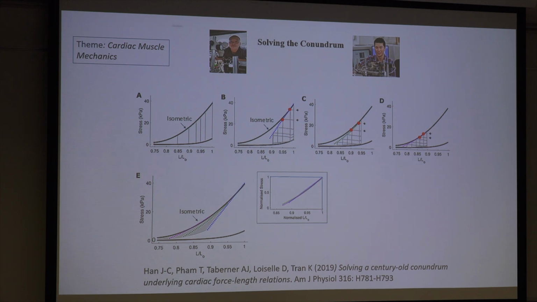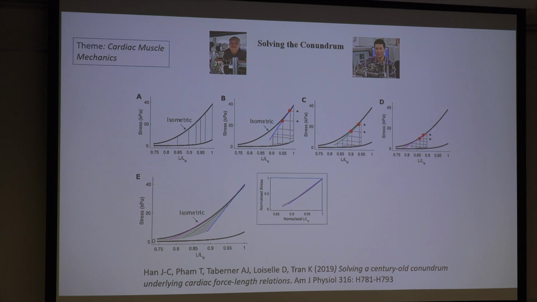JC plotted these three lines here and claimed that they produced a zone between the isometric and the afterloaded end-systolic pressure-volume or force-length relationships. He further noted that if you now normalize not just for muscle length, but also for muscle stress, so now we're going from 0 to 1 on both axes, then these tend to superimpose on one another.